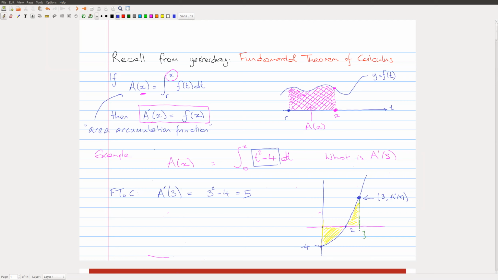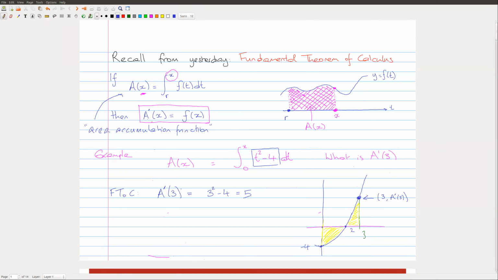So I think for me at least, the way I've been able to understand this theorem is by really thinking about this area accumulation function and what it is that it does. It gathers up all this area and it keeps track of it. And once you have a clear picture of that, you can think about how that changes instantaneously as the right-hand endpoint of the region is changing, which is the x that we're looking at.